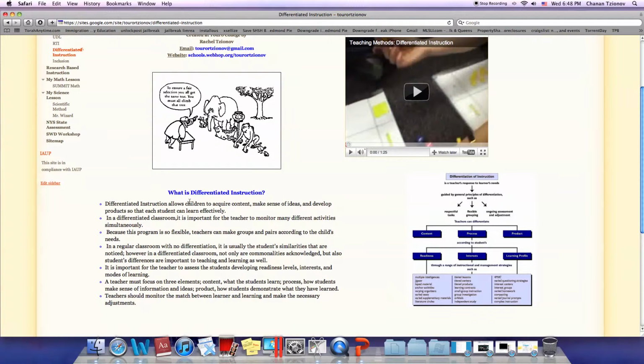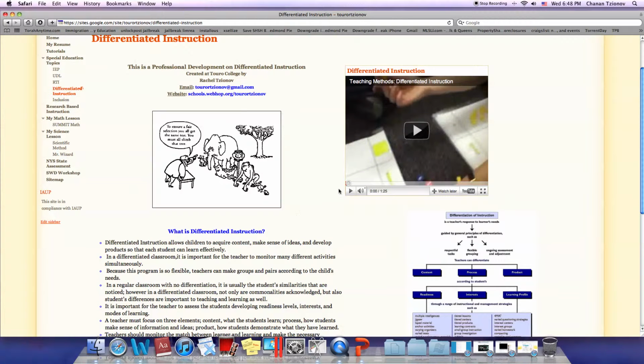If you look down, you will see many bullet points on differentiated instruction. You could definitely read it. It's very informative. You could also look at the video on the right hand side about the teaching methods of differentiated instruction. If you look at the sidebar again, let's go to My Math Lesson.